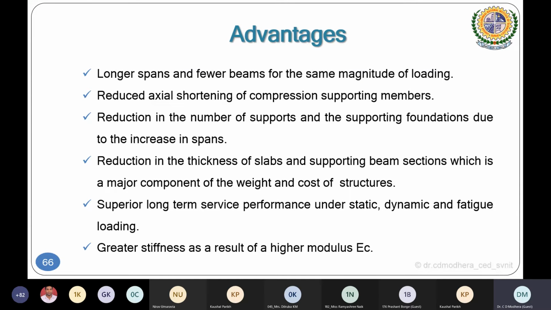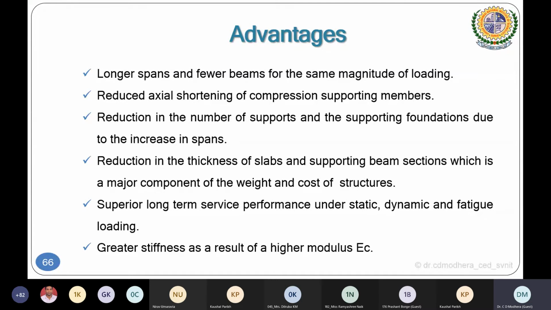Longer span and fewer beams for the same magnitude of loading. Reduction in axial shortening and compression of supporting members. Reduction in the number of supports and the supporting foundation due to increase in span. Reduction in thickness of the slab. This I told, that slab thickness and dimensions you can keep lesser than traditional concrete. So weight will be minimum with respect to traditional concrete. So ultimately the cost of structure also reduces.